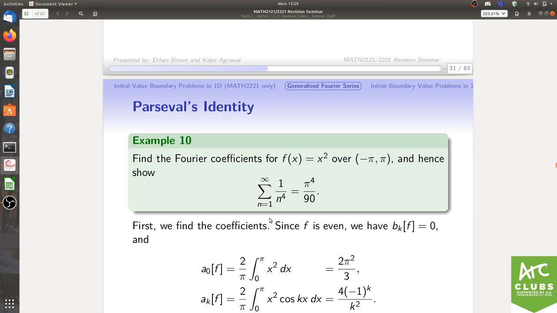There are, of course, other ways of doing this, but Parseval's identity gets you there kind of the quickest.